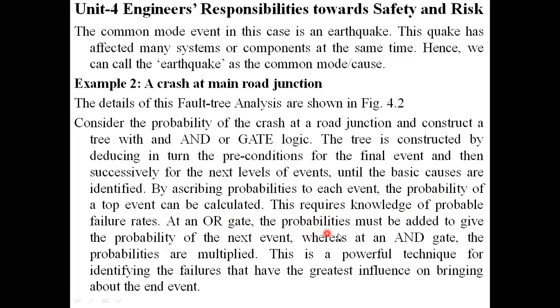At an OR gate, the probabilities must be added to give the probability of the next event. We are using the OR gate here. What is OR? Summation, and AND means a multiplying factor. Whenever an OR gate is used, we need to add up all the events. Summation should take place, whereas for the AND logic we are using, we need to multiply that operation. We need to multiply all the events like that. Whereas at an AND gate the probabilities are multiplied. This is a powerful technique for identifying the failures that have the greatest influence on bringing about the end event.